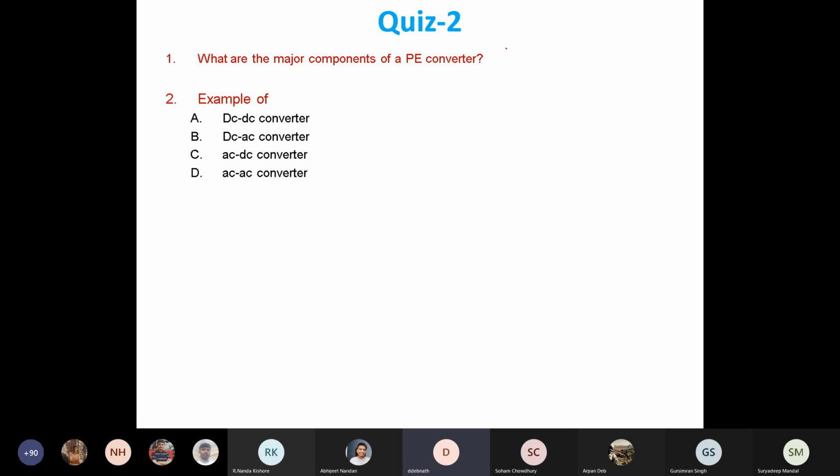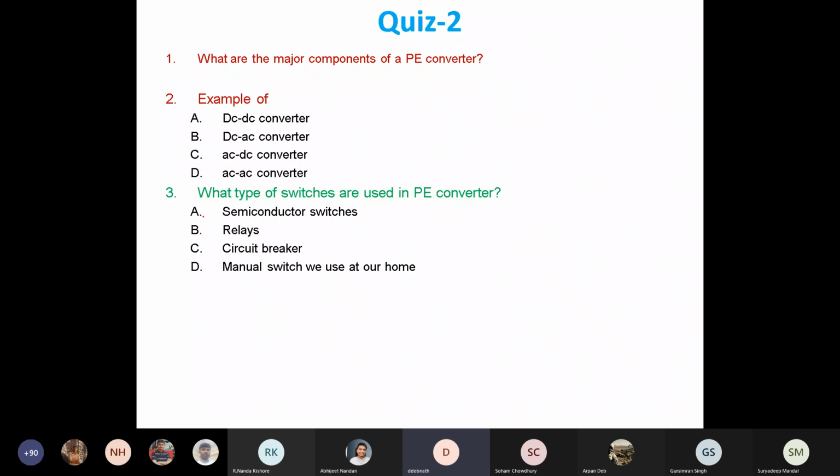Example, I think, let me not spend time. We already spent too much time. You know, examples of all these converters. Okay, let me go quickly. What type of switches are we using? We are using semiconductor switches, right? No relay, circuit breaker, manual switch. These are not the main part of a power electronic solution.